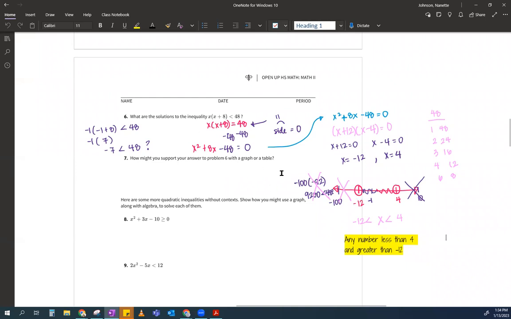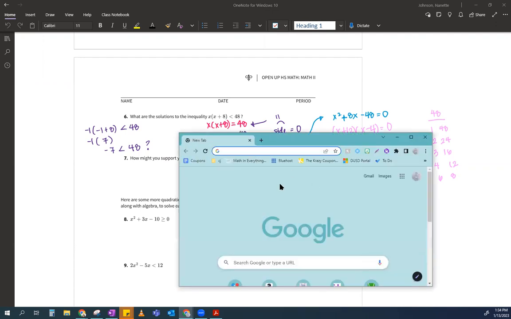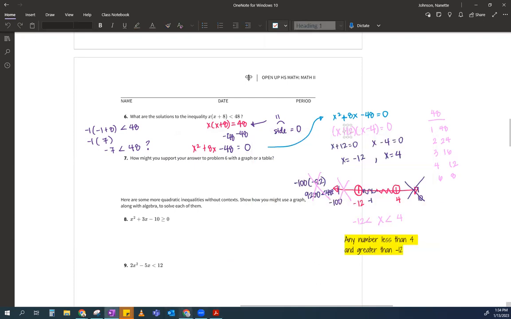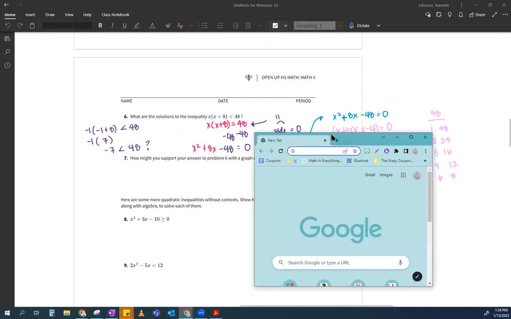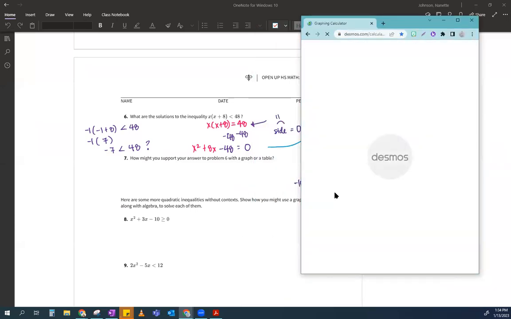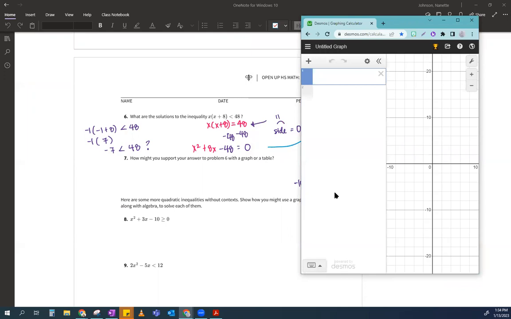So, okay, I showed you with a graph. This is my graph here. And I wanted to show you one more time with a graph though. I want to show you using Desmos because I think it's pretty cool. Plus, you guys know how much I love Desmos. For those of you who are new to our class, I usually call Desmos. Anybody, what do I call Desmos?